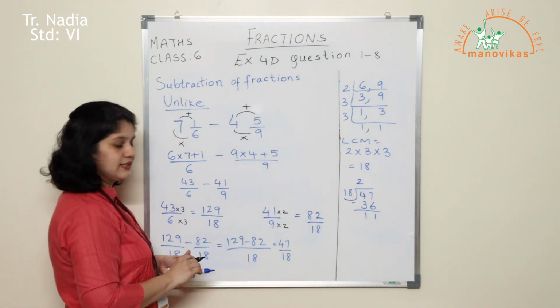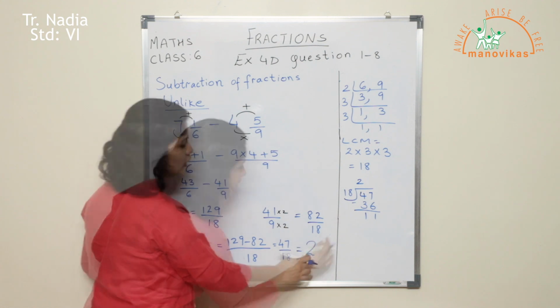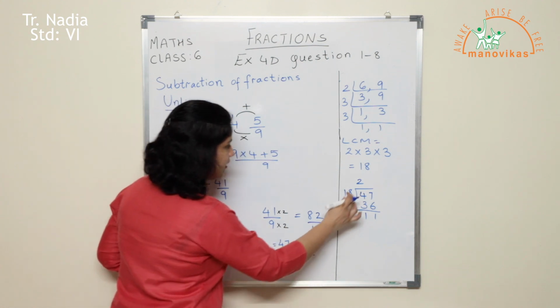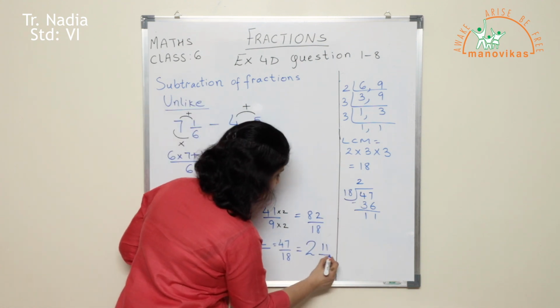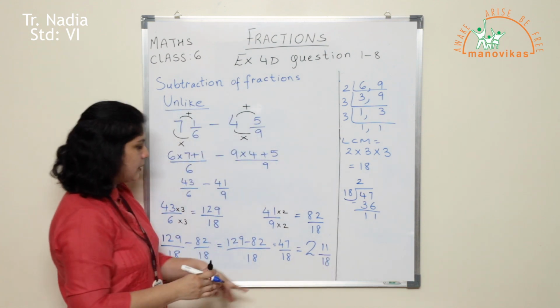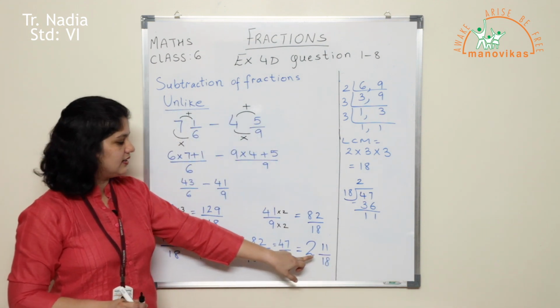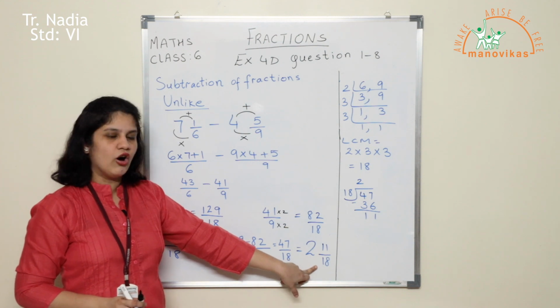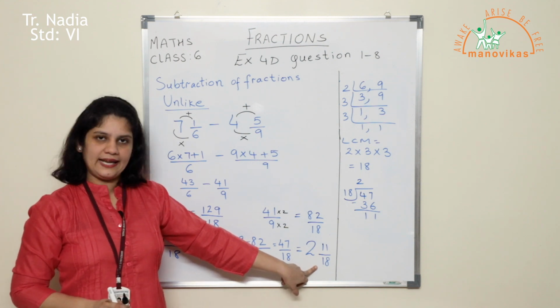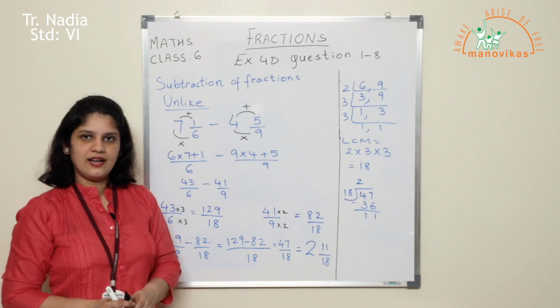So how will you write this as a mixed number? 2 is the whole number. 11 is the numerator. The denominator remains as it is. So 47 upon 18 is written in the mixed number form as 2 11 upon 18. So that is your final answer.